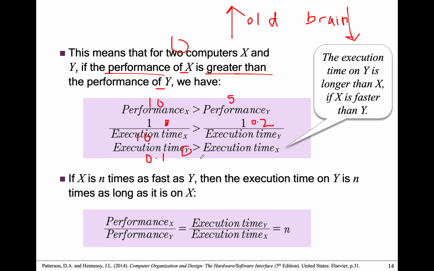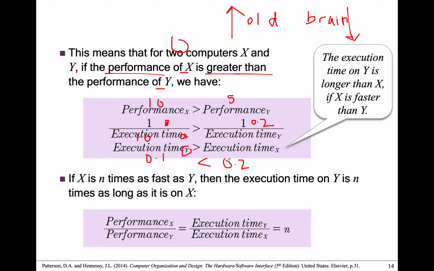So the same goes for the performance versus the execution time. So you can see your execution time for your X is 0.1, and your execution time for Y is 0.2, which is much higher. So it's going to be like this, isn't it? This one is Y. Please make sure.